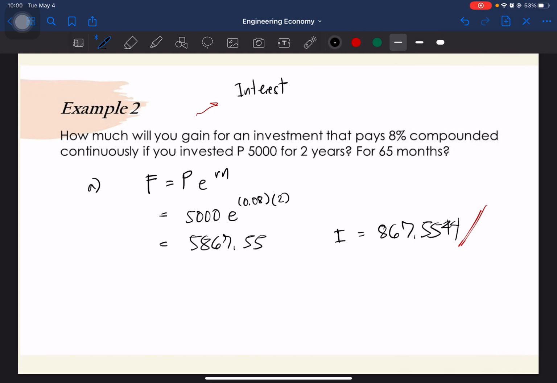Yan sagot natin. Okay? And if you invested that 5,000 pesos for the same rate for 65 months, so same formula, 5,000 pesos yung present worth, e, same interest rate na nominal, compounded continuously. Yung number of years natin is 65 months. Pero you will not be writing that N. Tandaan mo na itong N na to, lagi yung naka-years. Okay? So, you have to express 65 months in years. So, ano yun? E di that's 65 over 12. Tama?